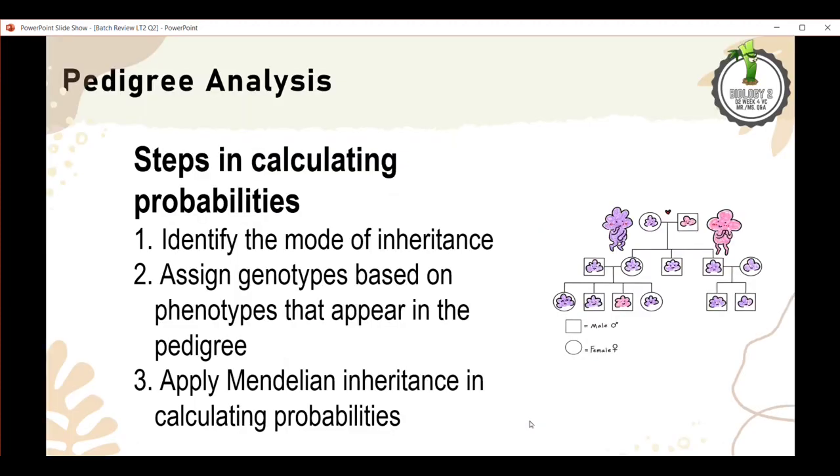Okay, finally, how about calculating probabilities? When we're calculating probabilities, there are three things that we need to take note of. Number one is to identify the mode of inheritance. Number two is to assign genotypes based on phenotypes that appear in the pedigree. So we will make sure that we know the genotypes. And finally, apply Mendelian inheritance in calculating probabilities, and we'll make use of the product rule here.